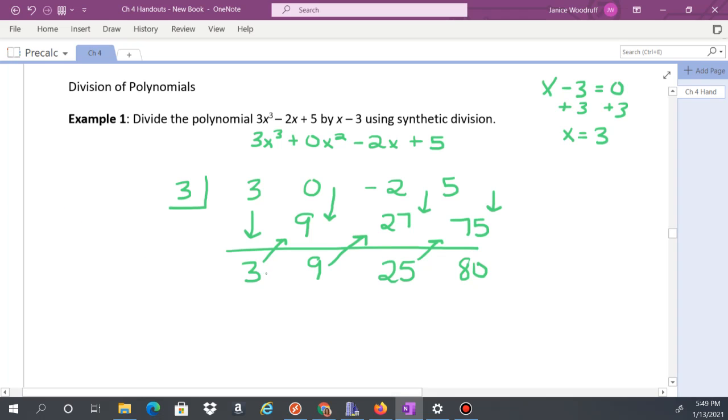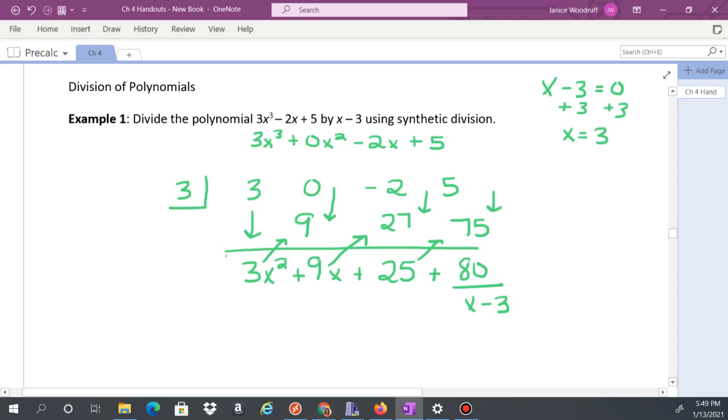So do we remember what we put for our variables? We would start with x squared, yes. So 1 degree down. We started with x cubed, so here we go, 1 degree down. So this would be x squared. This would be x. This would be our constant. And then our remainder is 80. And we don't write just our 80. We put it as plus 80 over x minus 3.